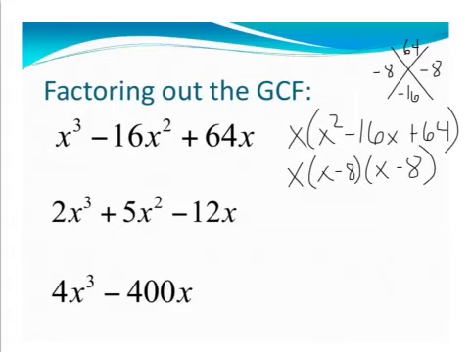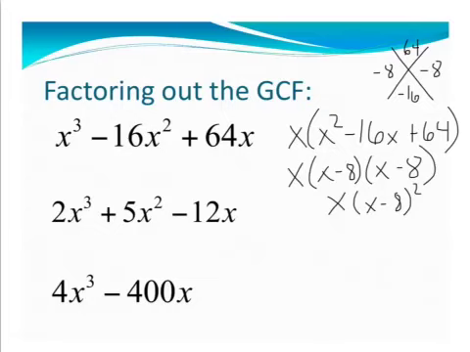You know what's great about this? I now know, if I were to graph this, where my x-intercepts are. This can also be written as x times (x minus 8) squared. And if we remember back to yesterday, that squared means that it just touches at positive 8 instead of going through. So let's try these next ones.